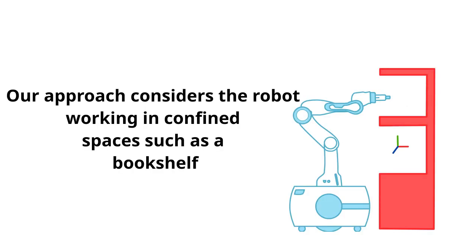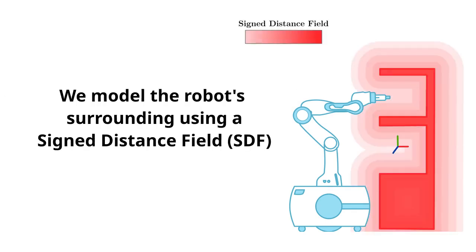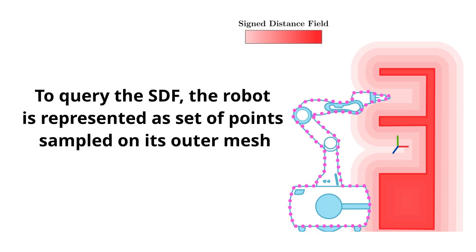Our approach considers a robot working in a confined space, such as a bookshelf, with the objective of reaching a desired target pose. In order to model the scene efficiently, we made use of a signed distance field, or SDF, due to the capability of directly querying the distance of a point in space. In order to query the robot distance using an SDF, we represent the robot as a set of positions obtained by sampling points from its mesh.